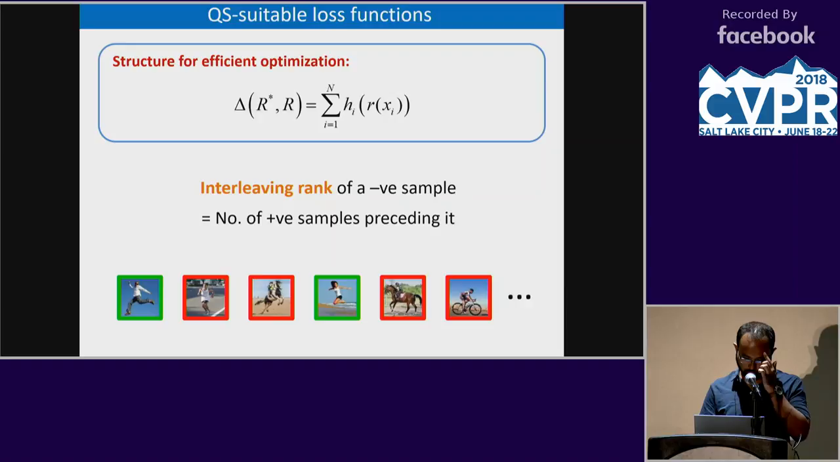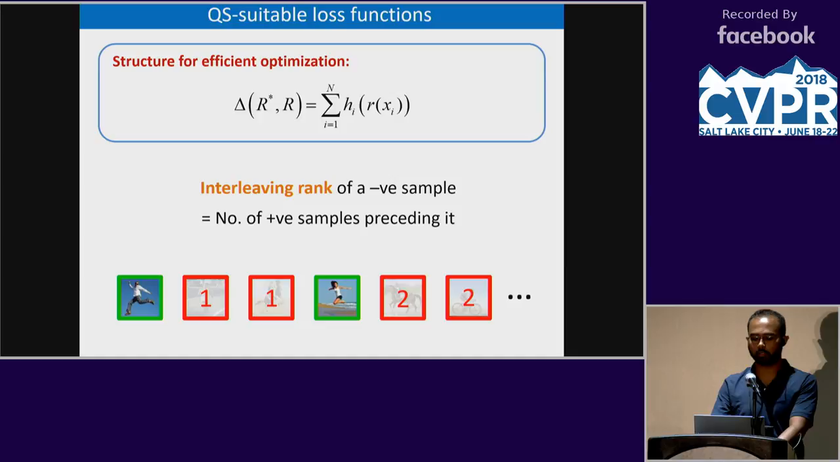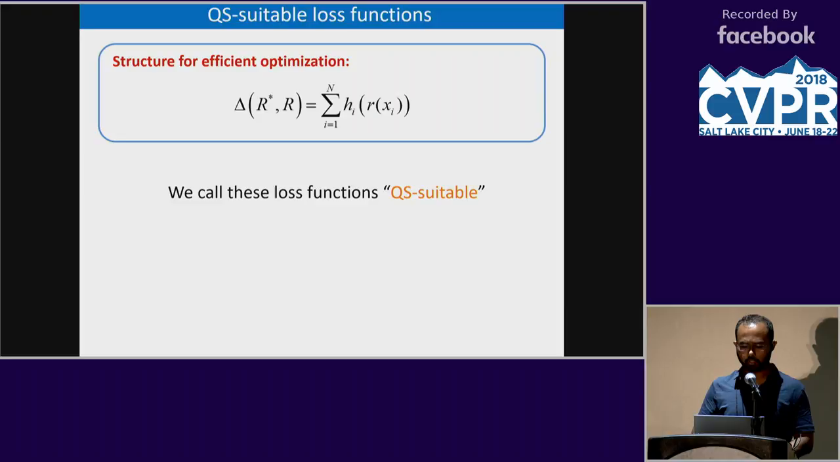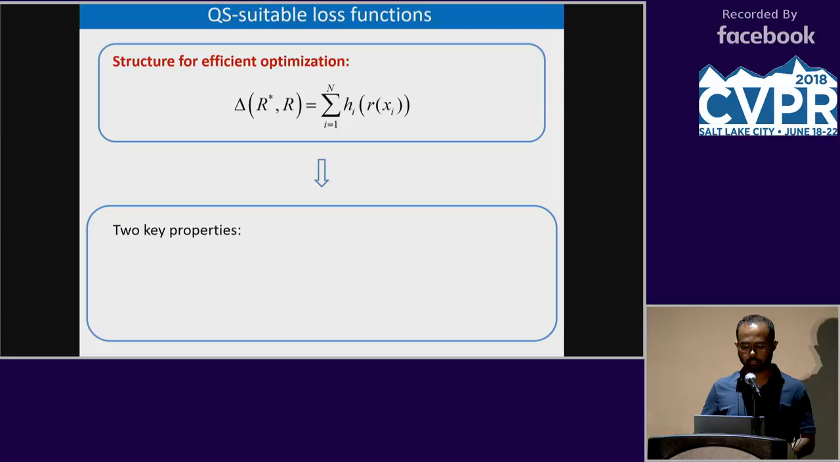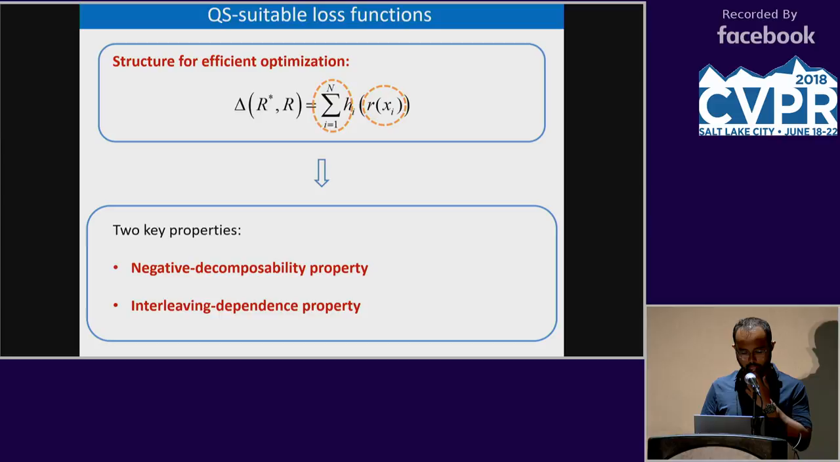So, for example, in this ranking, the first two negative samples would have an interleaving rank of 1 because they are preceded by a single positive sample. And the interleaving rank for the next two negative samples would be 2 because they are preceded by 2 positive samples. So, we call any rank-based loss function that has this structure QS-suitable, and popular rank-based loss functions like AP loss and NDCG loss actually fall in this category. This structure leads to efficient optimization mostly because of two key properties, the first being the negative decomposability property and the second being the interleaving dependence property.